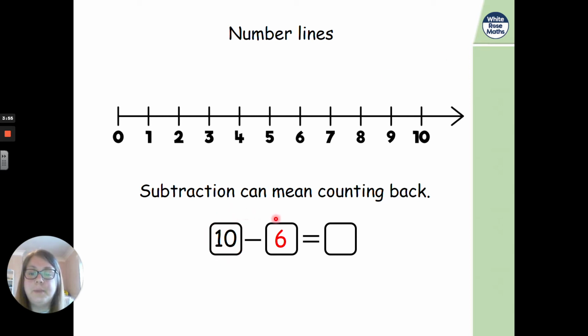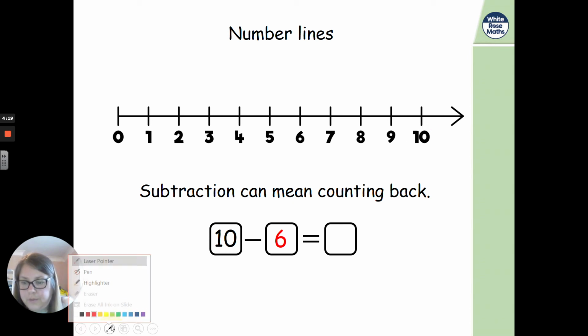And how many jumps are we going to do? 6. Now, we've got to be careful because remember, we don't start counting on the number that we say. Our first jump is when we jump and we go 1 and we land on that next number. Because if you count this number, then you'll get the answer wrong. So, for example, I'll just pop my pen on and I will show you.